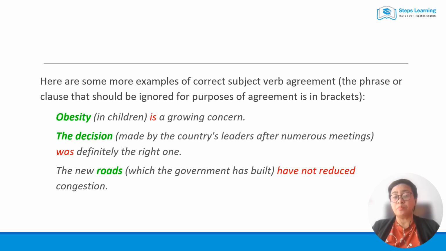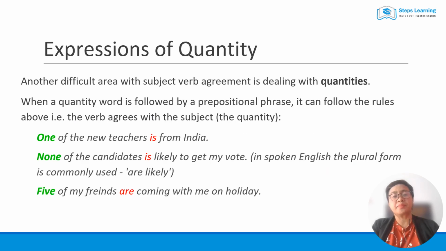Now, here are some more examples of correct subject-verb agreement. The phrase or clause that should be ignored for purposes of agreement is in brackets. Obesity in children is a growing concern. The decision made by the country's leaders after numerous meetings was definitely the right one. And then next, the new roads which the government has built have not reduced congestion.